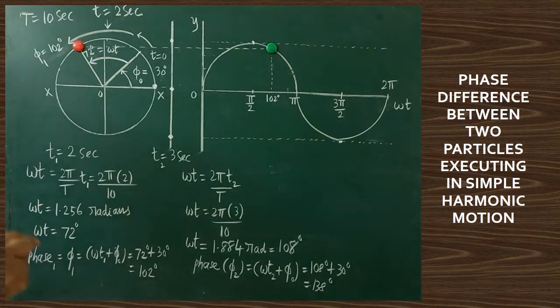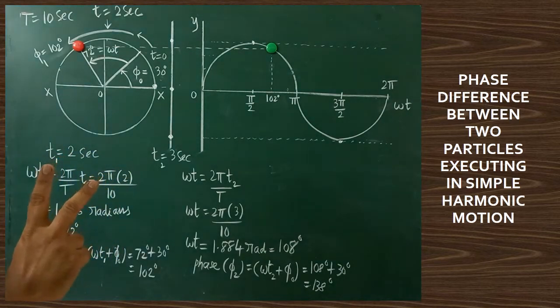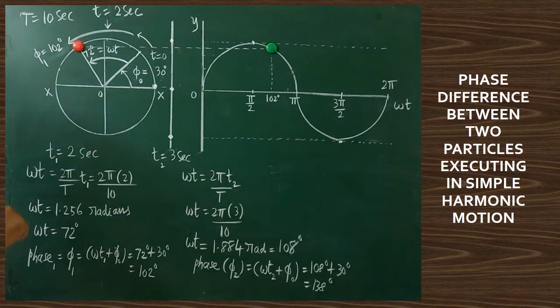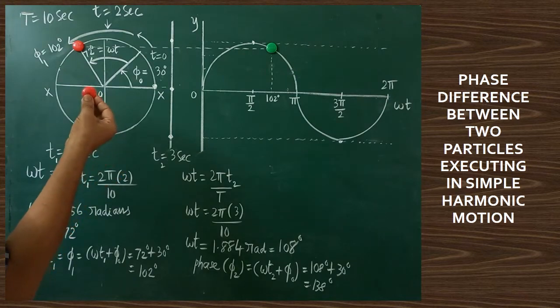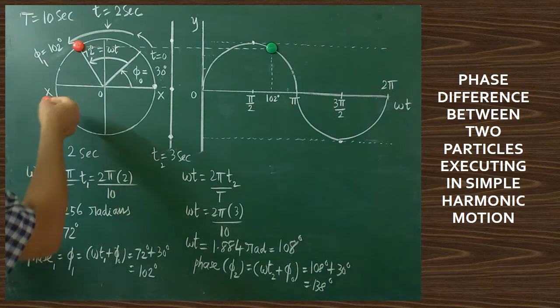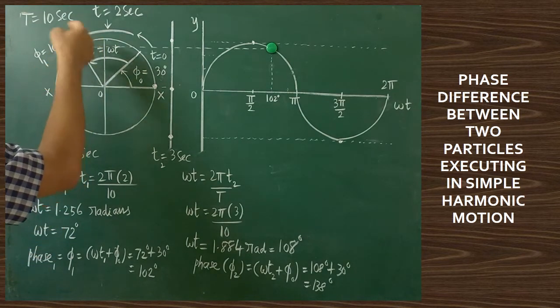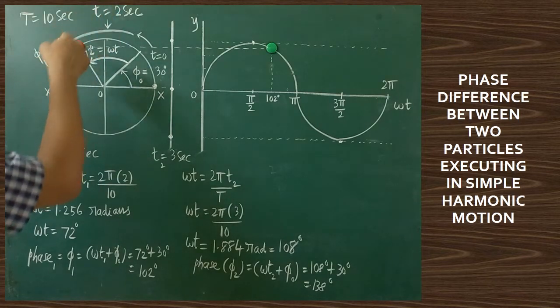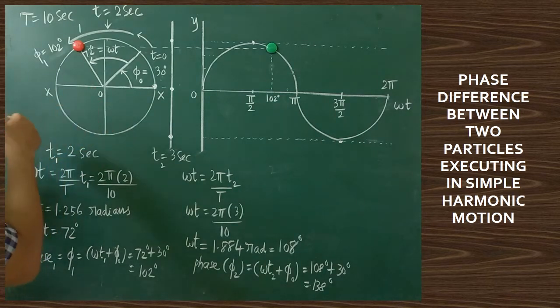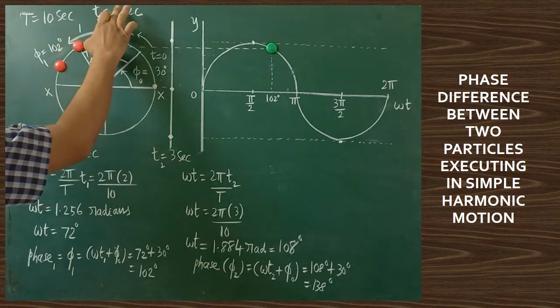Whenever we use the term difference, definitely there are two particles. Let us imagine one more particle, also moving in the circular path. The previous one can be taken as the first particle and this one can be taken as the second particle. Now assume that the second particle takes how many seconds?